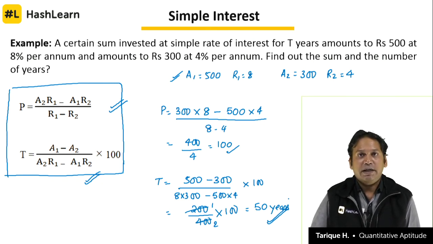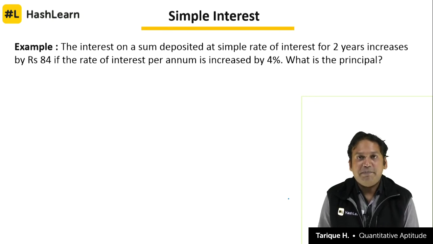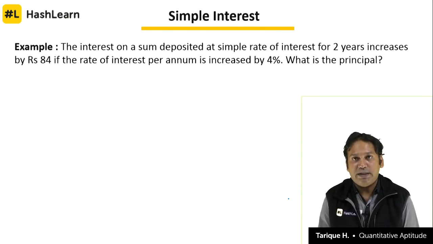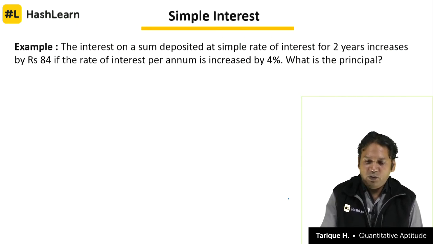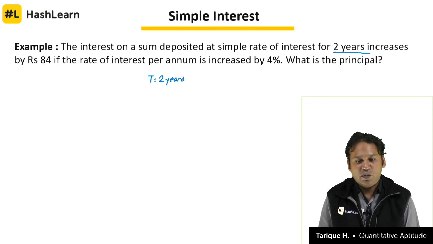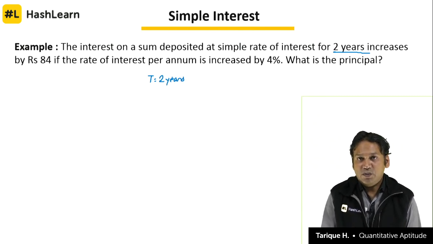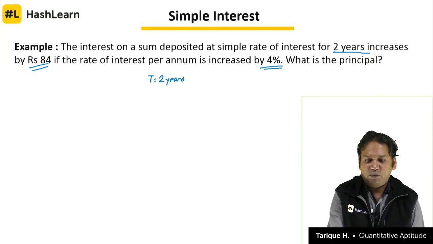Now we will see the next variety of question from simple interest. The interest on a sum deposited at simple rate of interest for 2 years increases by rupees 84 if the rate of interest per annum is increased by 4%. What we know is the time, 2 years. We don't know what is the interest, we don't know what is the principal. We just know that the interest increases by 84 if rate increases by 4%.